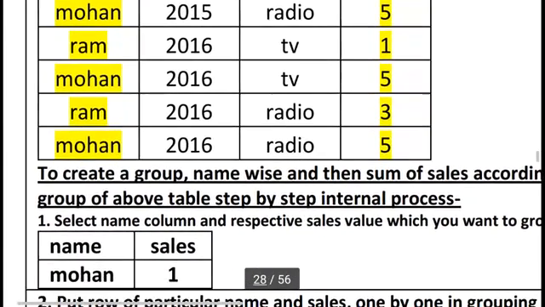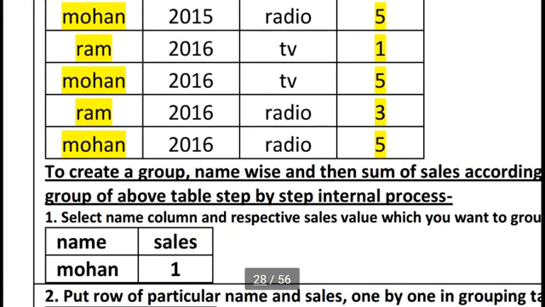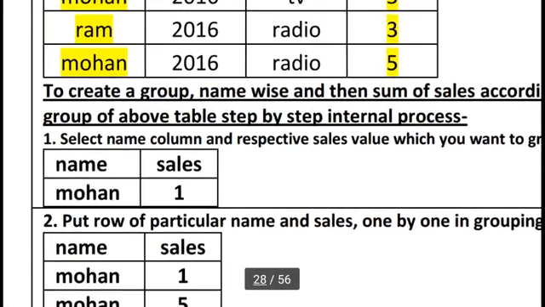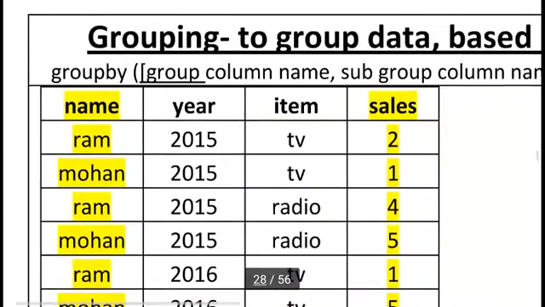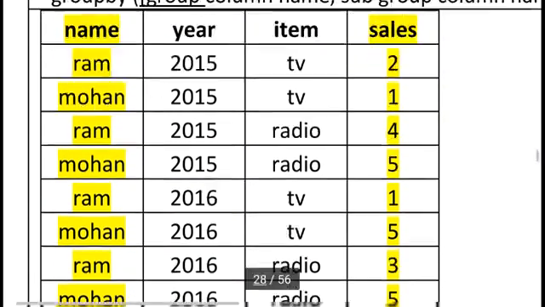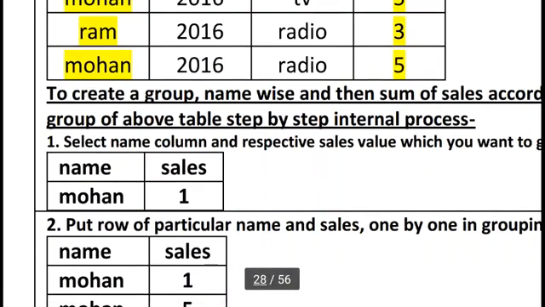Before that, I want to explain the internal process of grouping. It is not important, but if we know how Python uses the internal process to group our data, we can easily understand it, and it becomes an interesting topic. So again, the first thing I am taking is the name column. In the name column, name-wise grouping.